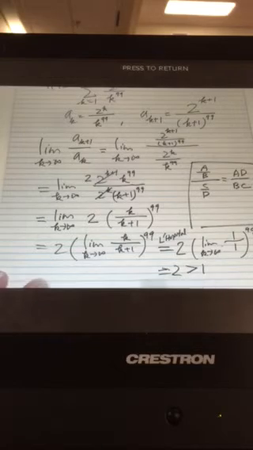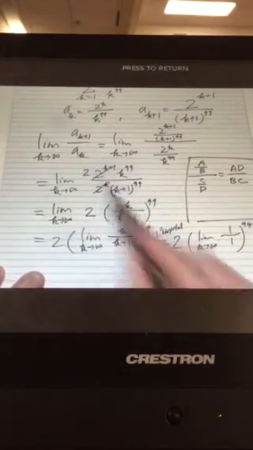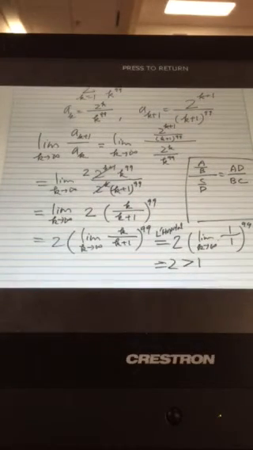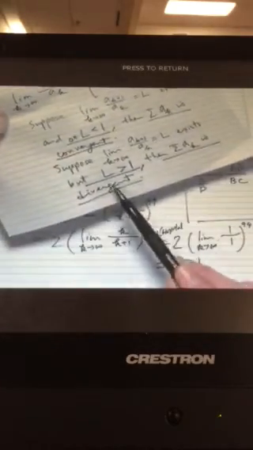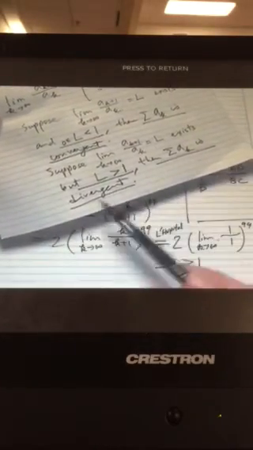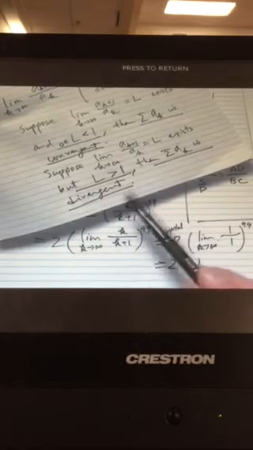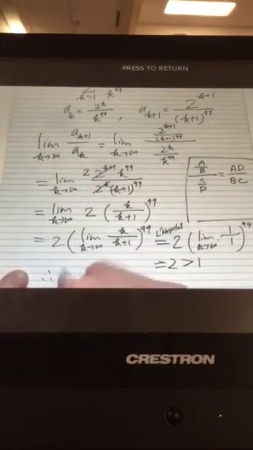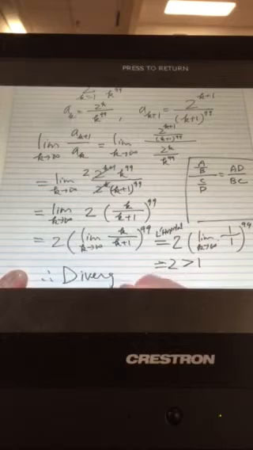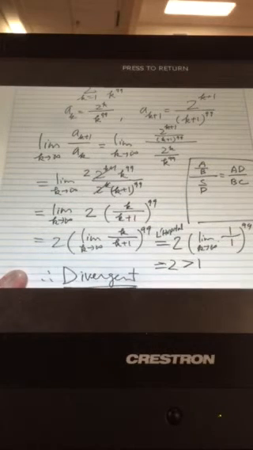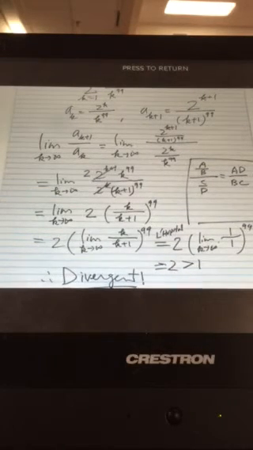So now for the ratio test, if the limit is bigger than 1, it is divergent. Therefore, for this series, divergent.